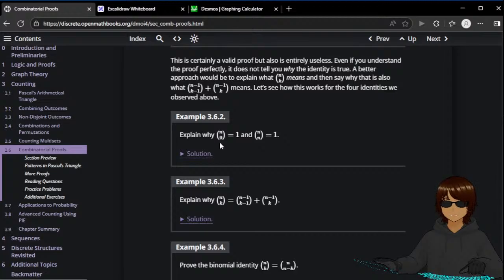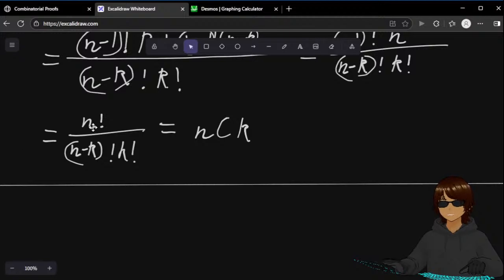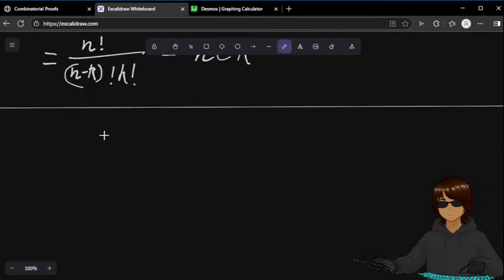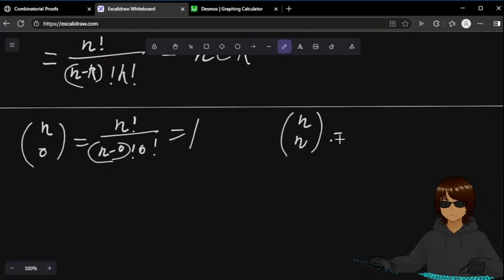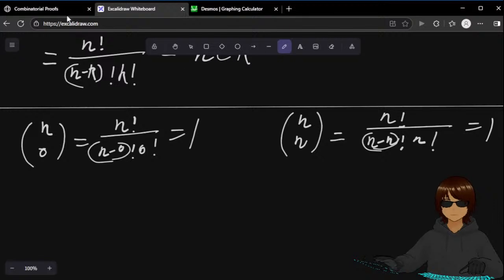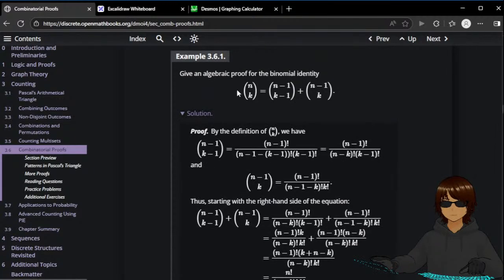Explain why n choose 0 is 1 and n choose n is 1. n choose 0 is like n factorial over n minus 0 factorial times 0 factorial. 0 factorial is 1. So this is 1. n minus n, 0 factorial is 1. So this is just 1. Explain why this. We just did, right? Yeah, we just gave a proof.